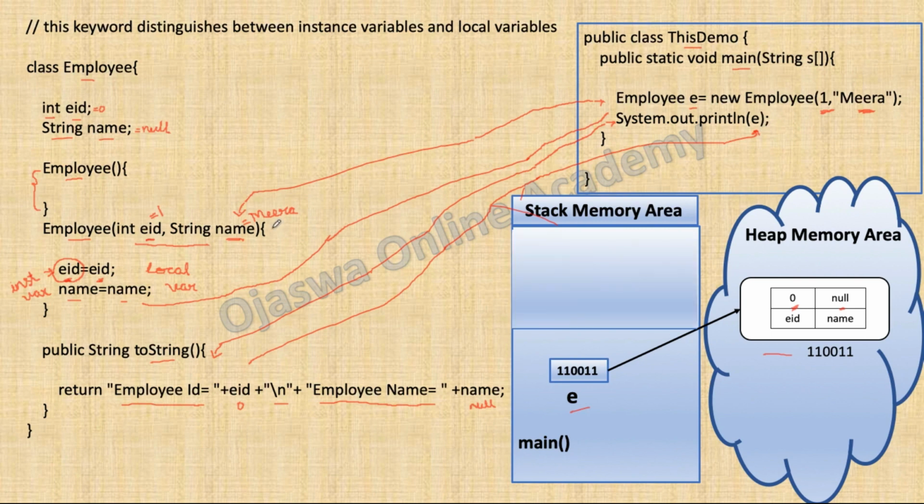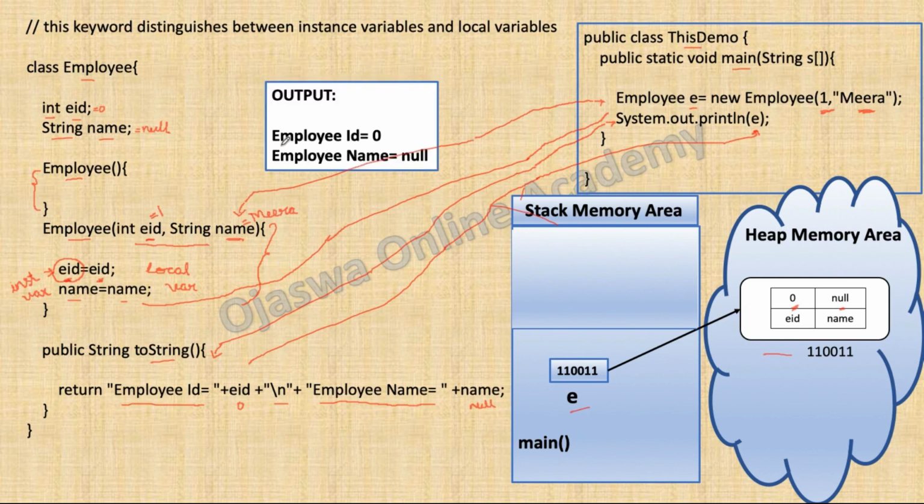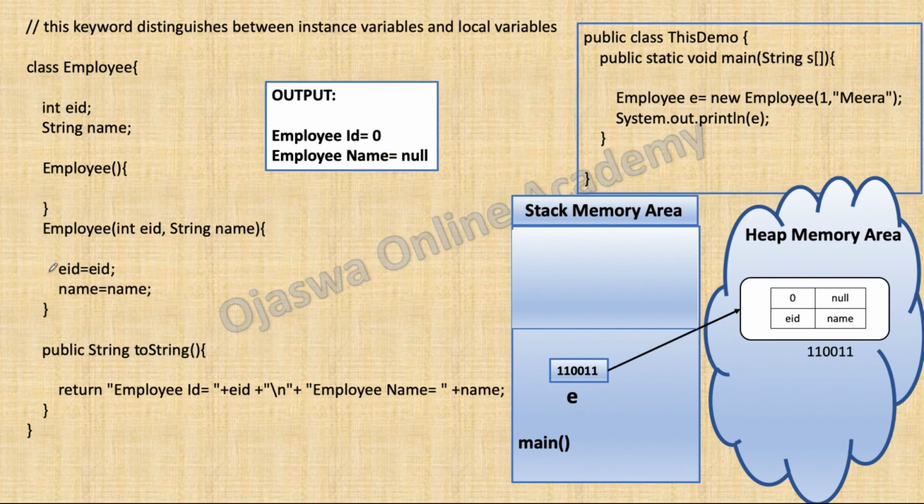Now after execution of this code, the memory allocated for the local variables of this constructor is released as soon as the control comes out of this constructor. So your output will look like this. Employee ID is equal to 0 and employee name is equal to null. The actual values sent through the objects are not assigned to the instance variables because of the confusion between the same names. Now how do you tell the interpreter that left side variables are instance variables and right side variables are local variables? Here comes the use of the this keyword.